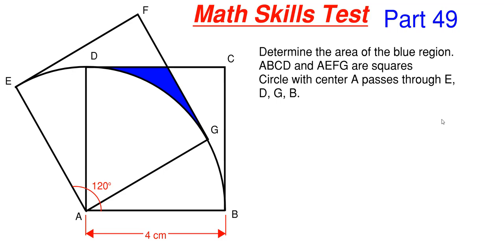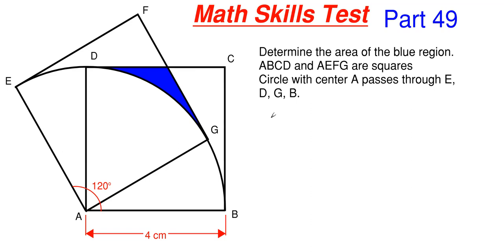So this will be our 49th part in this math skills test series, and what we have to do here is find the area of the blue region shown here. We're given some information: ABCD is a square, and AEFG is a square also. We are told that we have a circle centered at A that passes through E, D, G, and B, this arc shown here. We're also told that the side AB is 4 centimeters, and this angle from EA to B is 120 degrees.